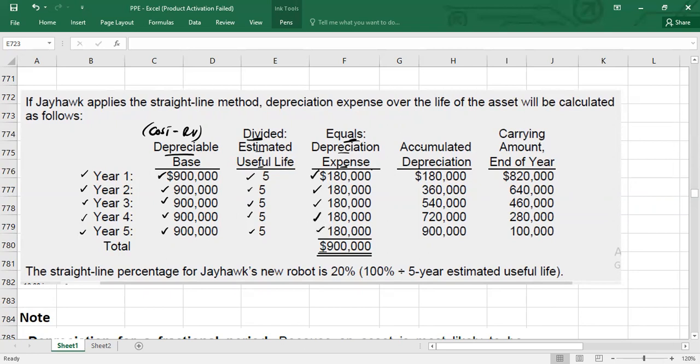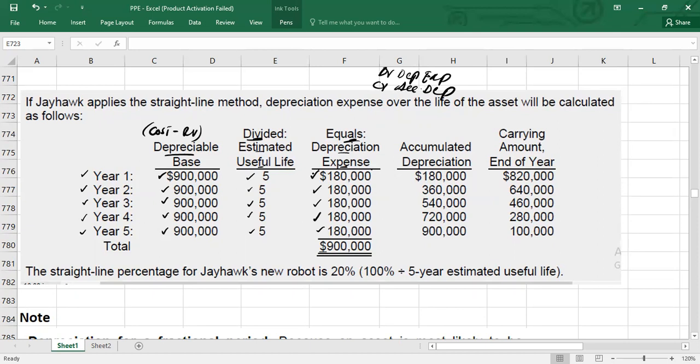Now the point is what entry you will pass each year to record the depreciation. The entry you will always pass is debit depreciation expense, which you will take to the income statement, and credit accumulated depreciation. Accumulated depreciation is your contra asset account, which will reduce the carrying value of the asset in the balance sheet.